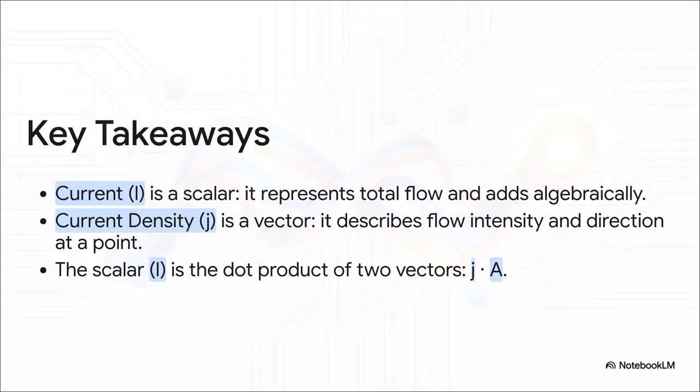Okay, so let's boil this all down. What are the key takeaways? First, current I is a scalar. Why? Because it's a measure of total flow, and crucially, it adds like a simple number, not a vector. Second, the real vector here is current density J, which describes the intense, directed flow at a single point. And finally, the beautiful connection. Our scalar current is born from the dot product of two vectors, current density and area.